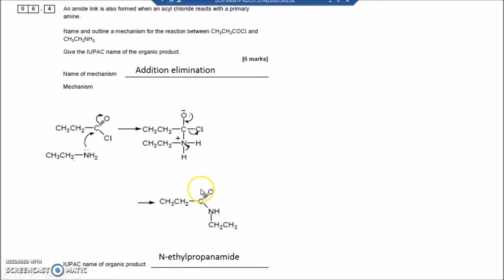N-ethyl. Then amides end in amide, and I count the number of carbons. 1, 2, and I count that one there as well. 3, propanamide. I drop the E, otherwise it would be propaneamide, and I'd have two vowels together.